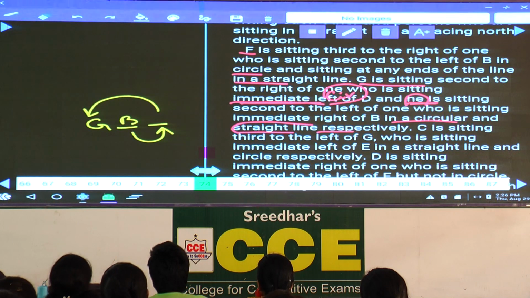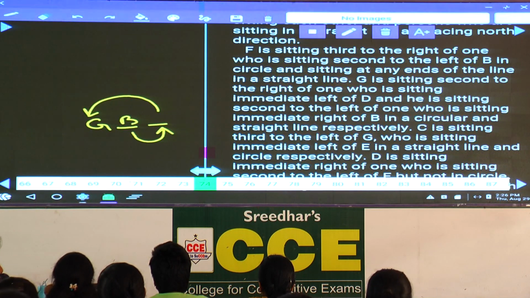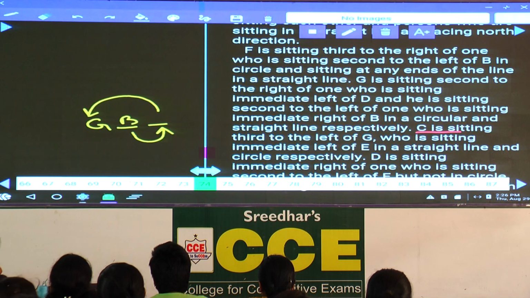And C is seated third to the left of G. G is seated to the immediate left of E, in a straight line and circle respectively. Again in a circle, and square and circle and line respectively.